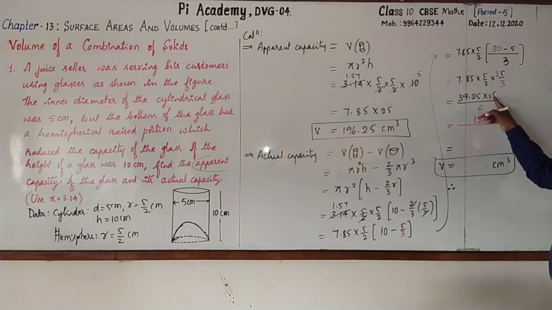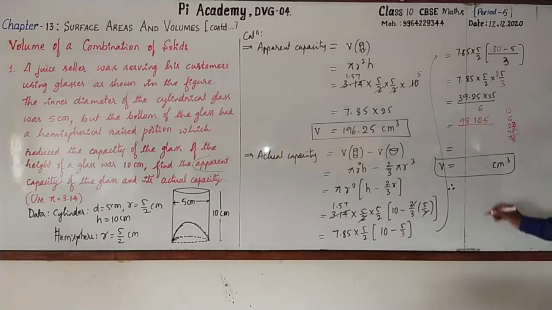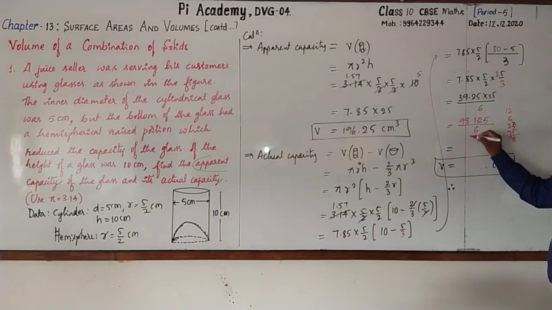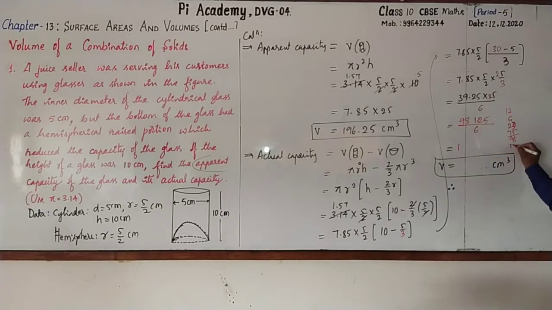23 is the carry. 25 3s are 75, it will be 98. So it will be 981.25 by 6. Now you can go for cancelling it. 6 1s are 6, 3 will remain, 38.